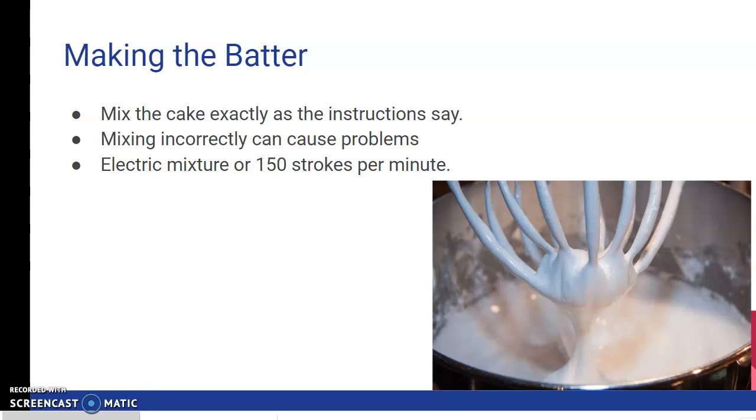If you use an electric mixer, you would just follow the instructions. But if you don't have an electric mixer, like I don't have an electric mixer, I mix cake batter by hand. You would want to stir 150 strokes for each minute of recommended beating time. And again, this has to do with what the instructions say. Sometimes instructions don't give a beating time. Sometimes it just says stir until smooth or something like that. For the best results, you want to fill your pan halfway with the batter.